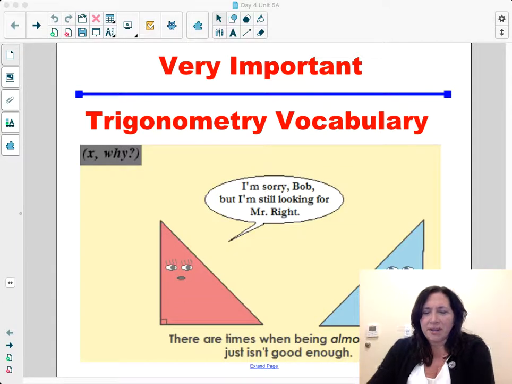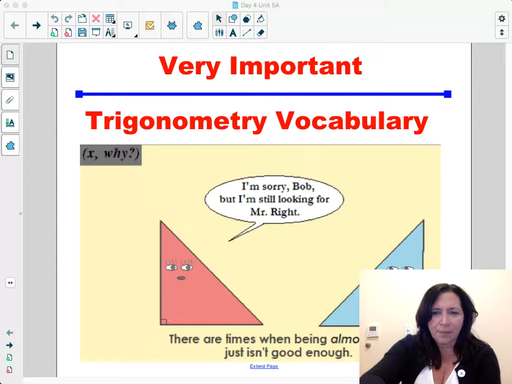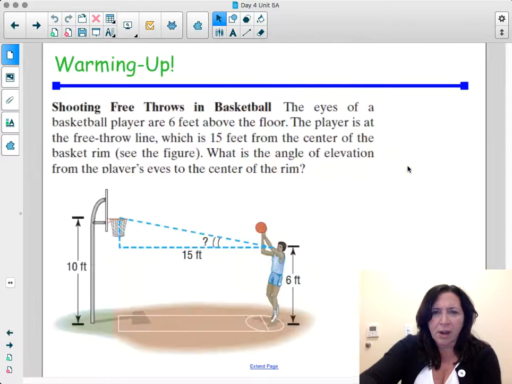Hi, everyone. Today's lesson is on very important trigonometry vocabulary, also reference angles and finding values around the unit circle. So there's a lot to do today, so we're going to get started. First thing that we're going to talk about is a little bit of a warm-up.